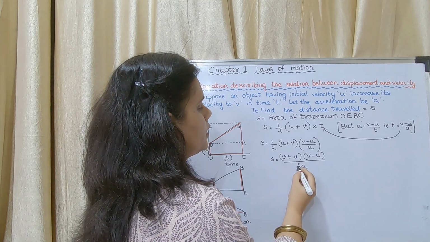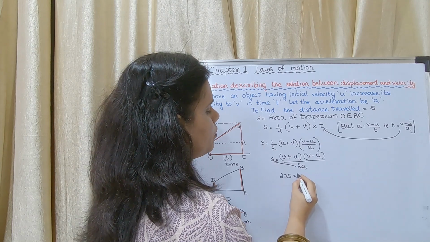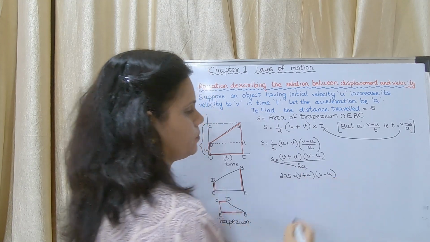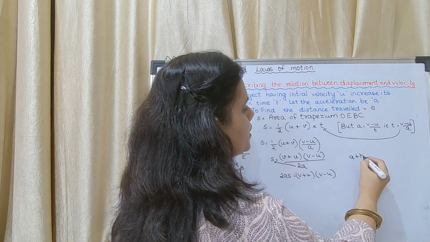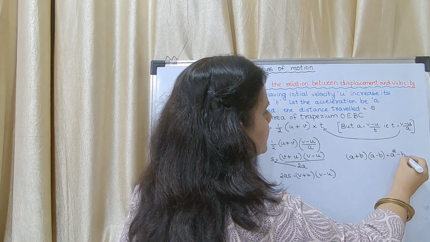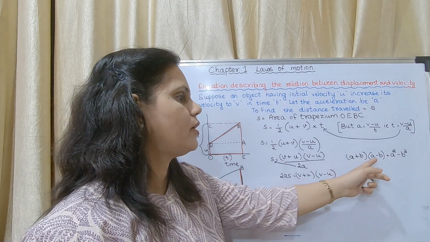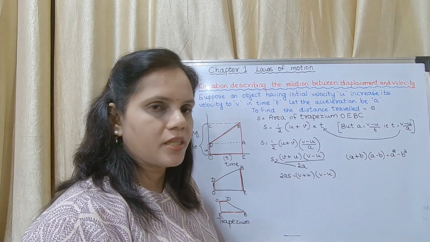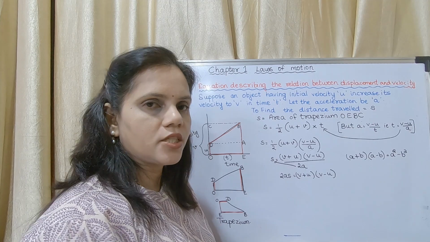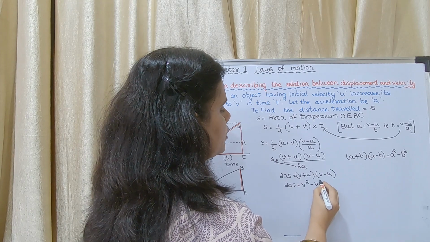Okay. Now this cross multiply, it becomes 2as is equal to v plus u into v minus u. Now what is a plus b into a minus b? It is equal to a square minus b square. We know it from the law of indices. So v plus u into v minus u will become v square minus u square. So 2as is equal to v square minus u square.